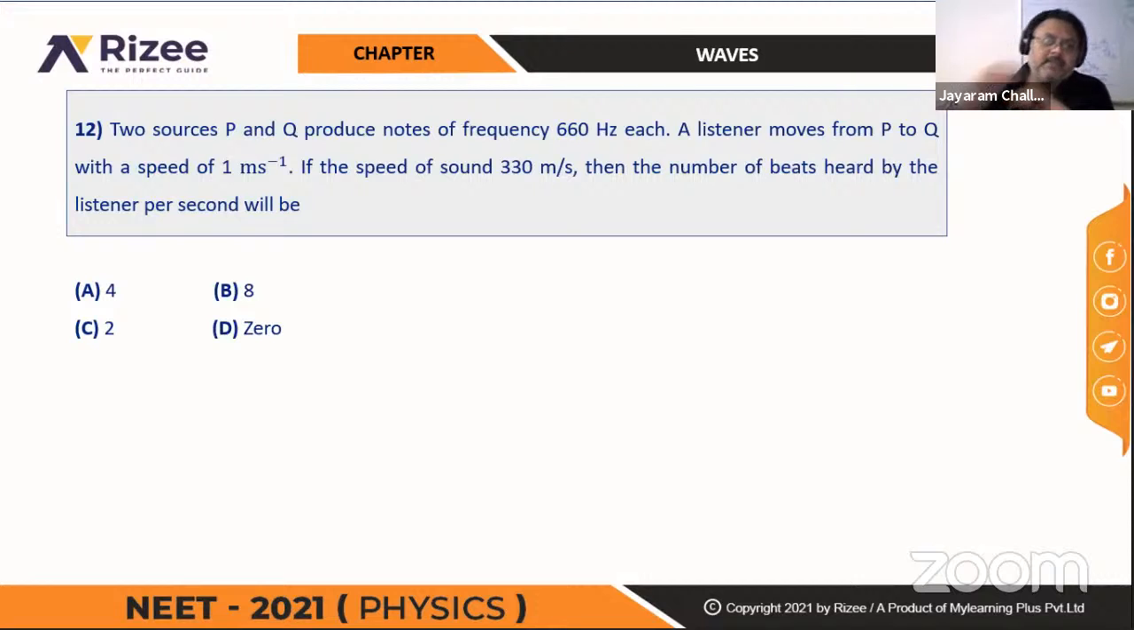Okay. Next, two sources P and Q produce notes of frequency 660 Hz each. Both of them are producing the same frequency, that is, frequency of P is equal to frequency of Q is equal to 660 Hz. A listener moves from P to Q with the speed of 1 meter per second. The speed of sound is 330 meter per second, and the velocity of the observer he has given to be 1 meter per second. Then what is the number of beats heard by the listener?